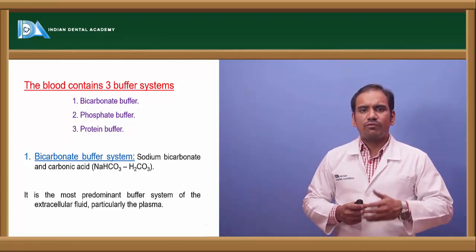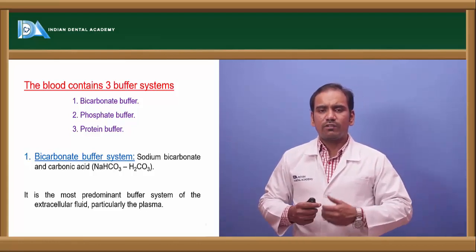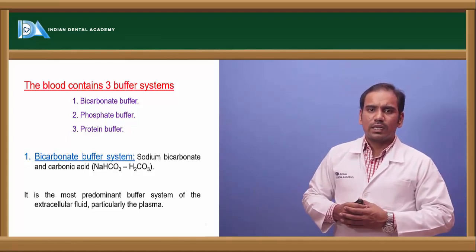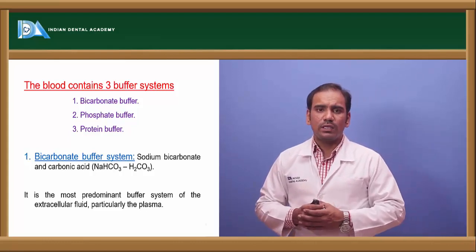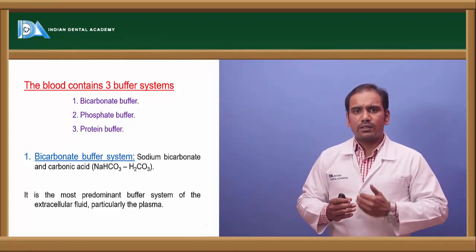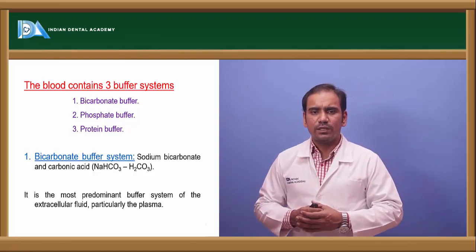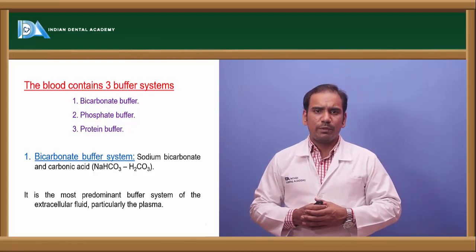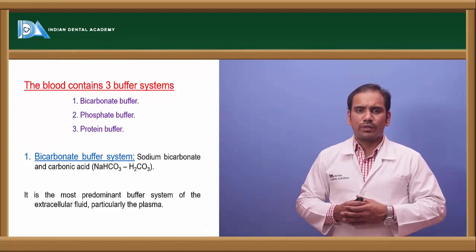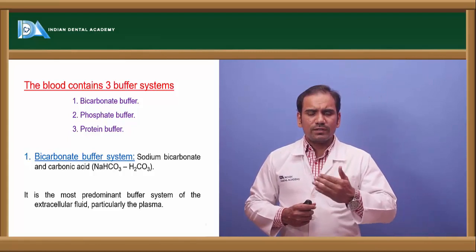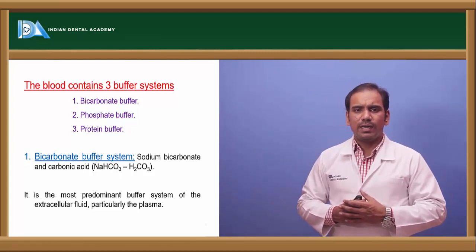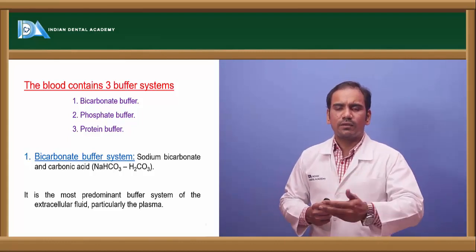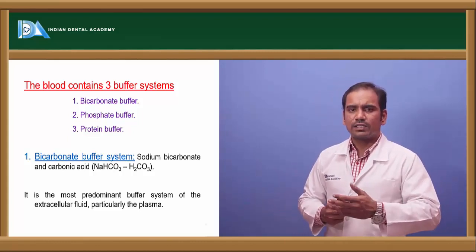Buffers are very quick in action, but they cannot go to completion. They cannot clear all the acids from the blood, but they are quick to act. There are different types of buffers in blood: bicarbonate buffer, phosphate buffer and protein buffer. These three together we call the first line of defense. Immediately they come into action.